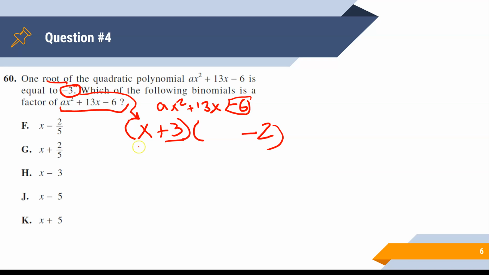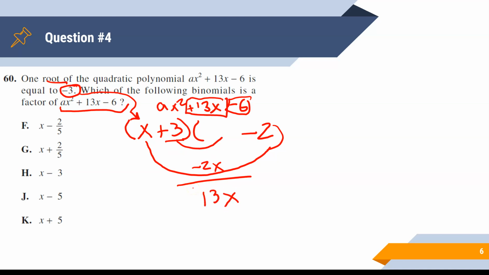So far so good. And then when I multiply the outside numbers, I get negative 2x. I'm not sure what I get when I multiply the inside, but I know that their sum has to be 13x. So, gosh, I'm thinking this would be an x for sure to make that work out. But when I multiply the inside, I get a negative 3x here. And I'm like, gosh, what is going on here? It's kind of a tricky one.